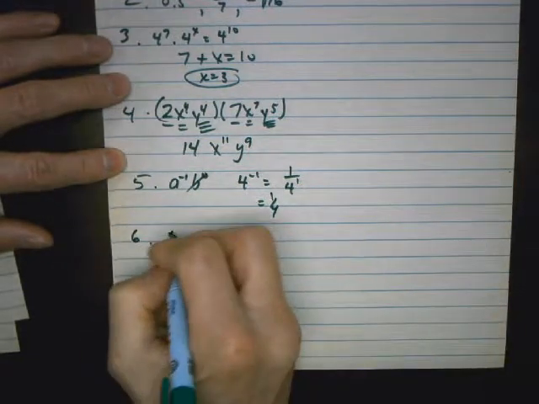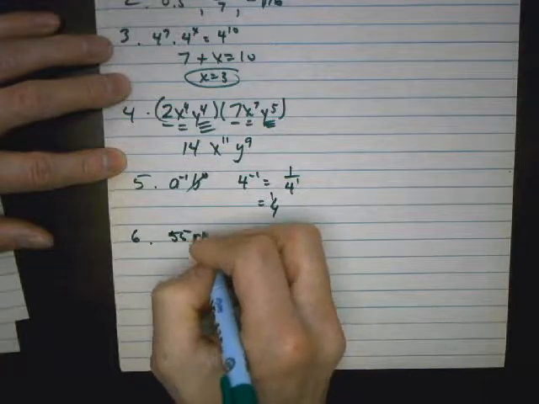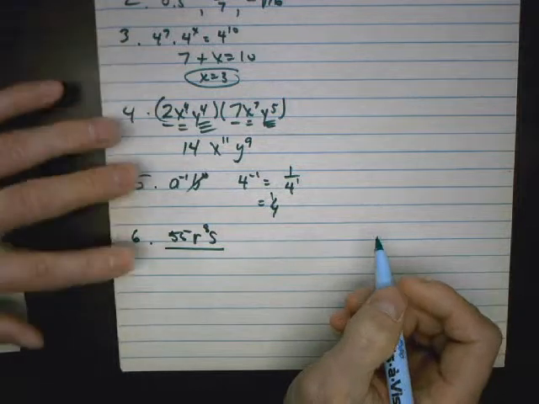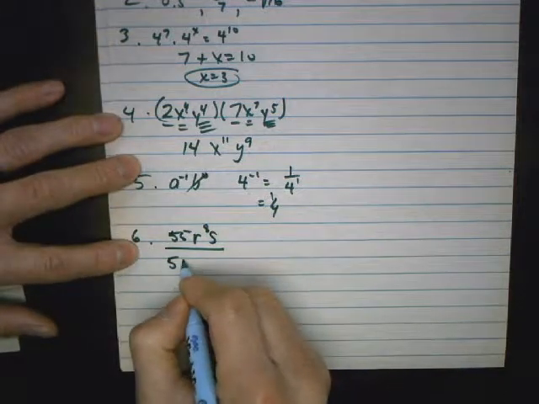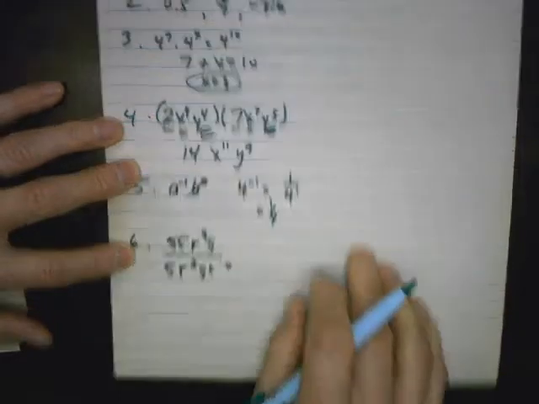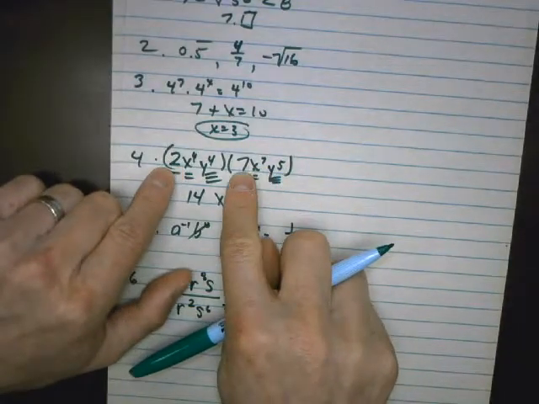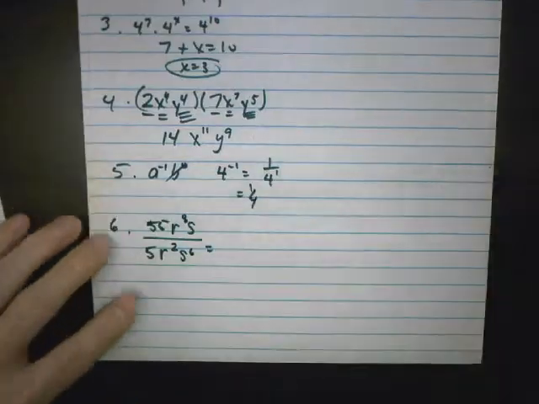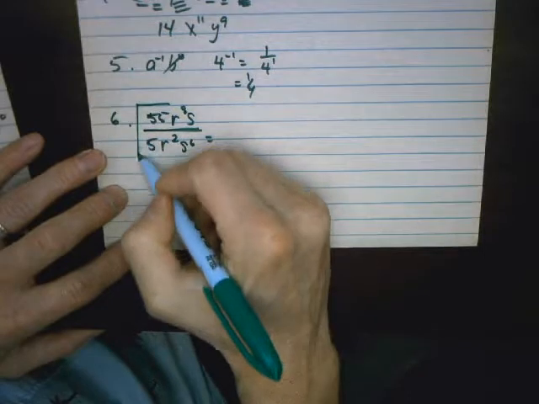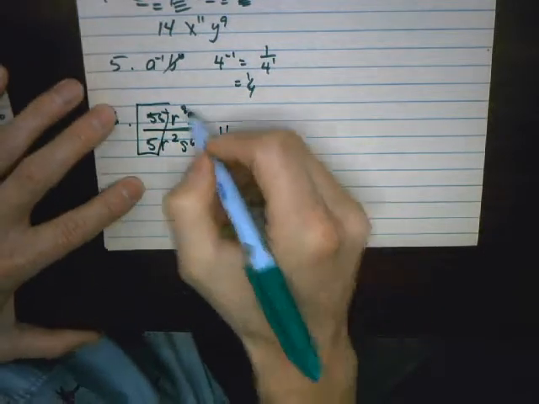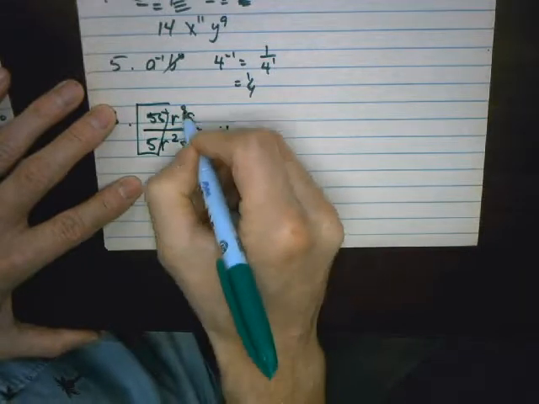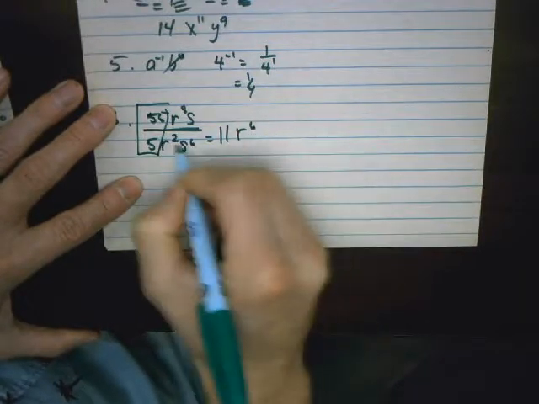Number 6 said we're going to simplify 55 r to the 8th s over 5 r squared s to the 6th. Well, like this one over here, we do our coefficients and then the powers with the same base, but this time I'm dividing because over means dividing. So 55 divided by 5 is 11. R to the 8th divided by r squared is r to the 6th. This is where we subtract the exponents. 8 take away 2 is 6.